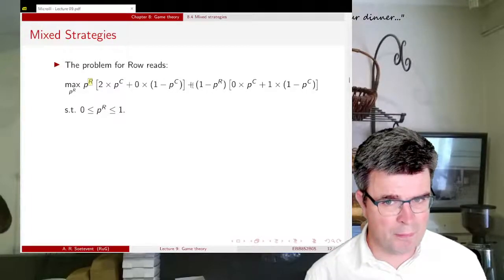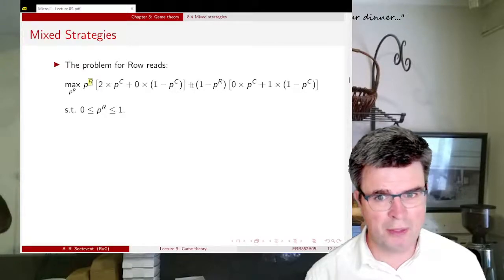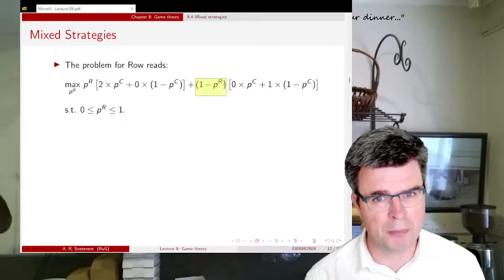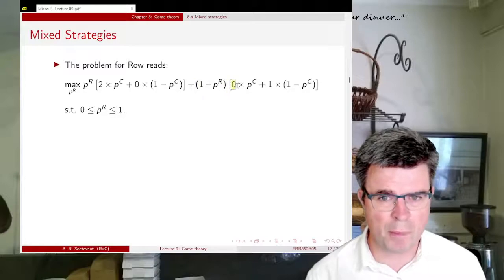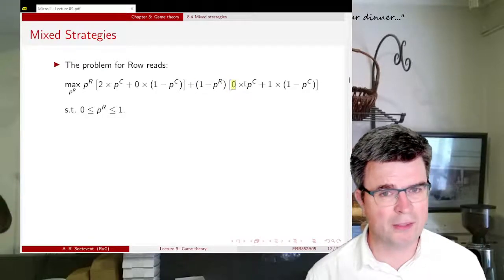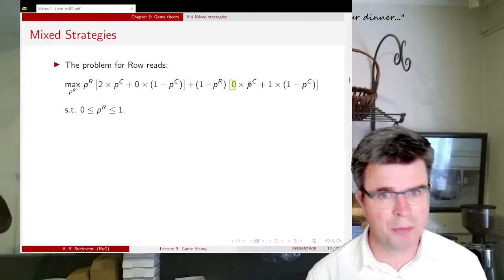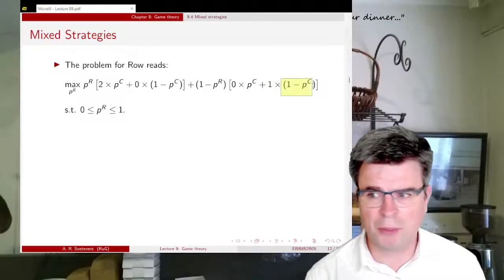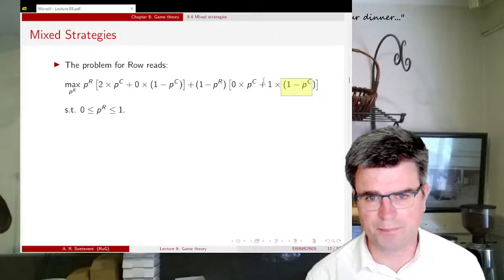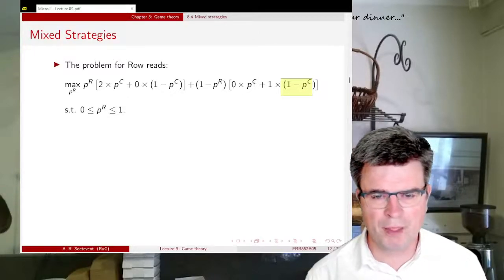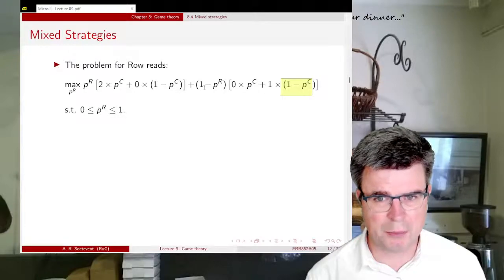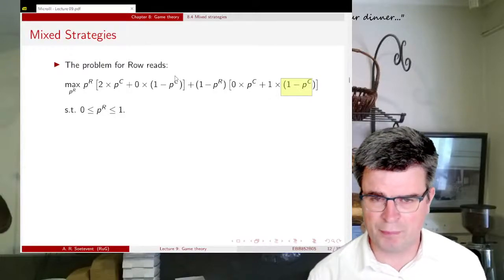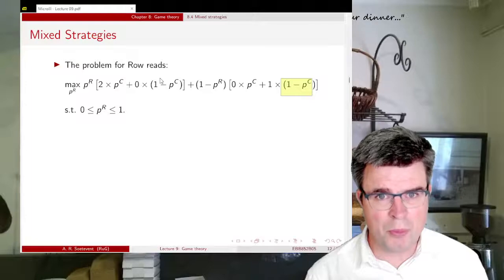Then if he doesn't play Italy, he will play Sweden, and in the equilibrium we look for, he will do so with probability 1 minus PR, in which case he will receive a payoff of 0 if the column player decides to play Italy, which happens with probability PC, and a payoff of 1 if the column player decides to play Sweden as well, which happens with probability 1 minus PC. Fortunately, we can simplify this expression because we have zeros, and if you multiply something with 0, nothing is left. So that is what we will do in the next step.